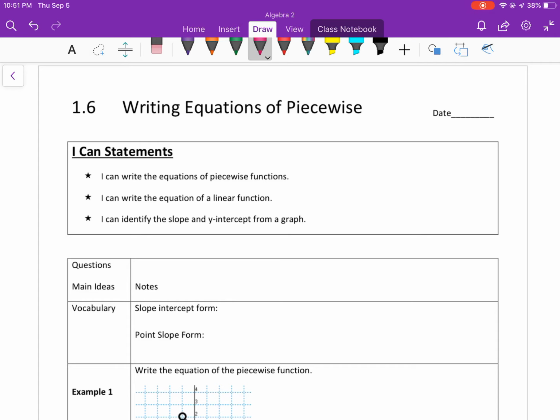Today we're going to learn how to write the equations of a piecewise function. And yesterday we graphed the piecewise functions. So today we're going to look at the picture and then come up with the equations. So by the end, I hope that you can write the equation and identify key features from the graph.